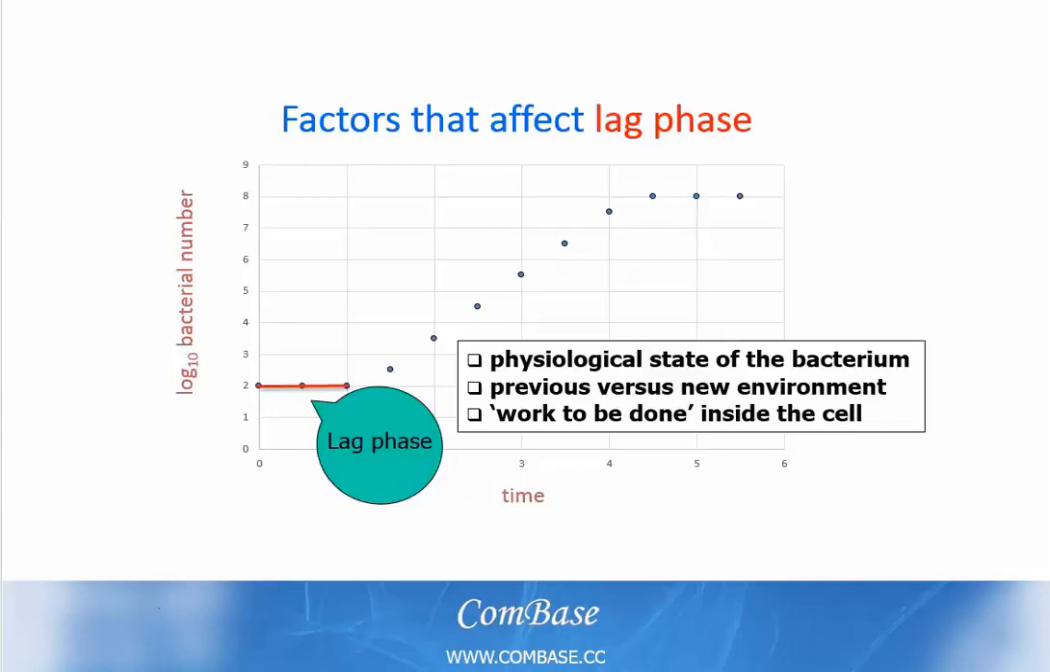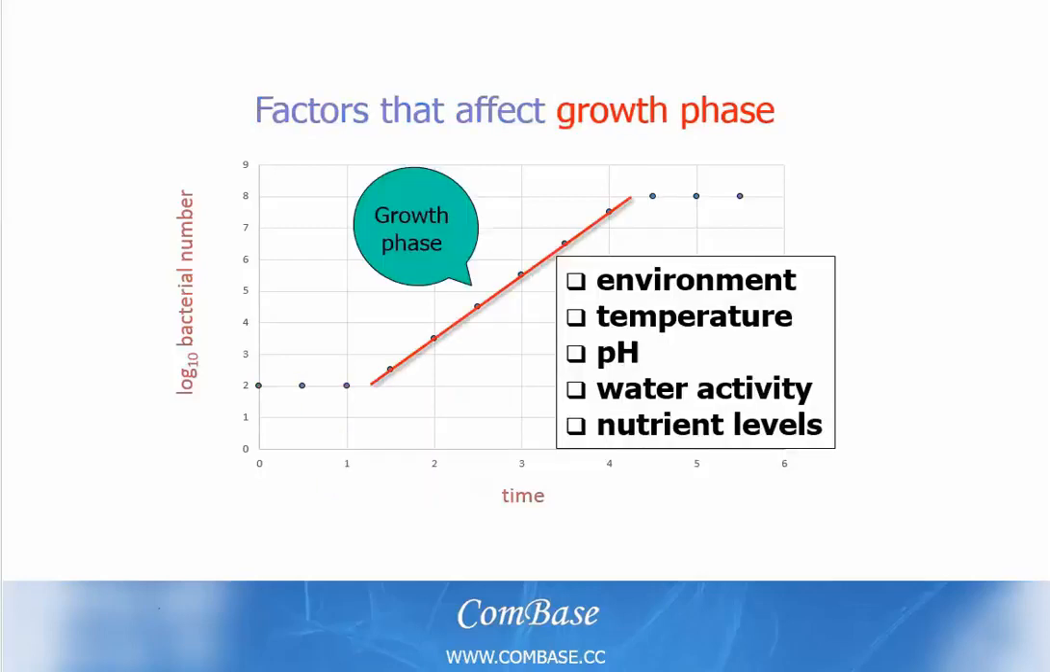The factors that influence the lag phase include the physiological state of bacteria. For example, the previous environment may have had a lower water activity before the cells entered a new environment that has a higher water activity. The time that is required for the cells to begin replicating is a reflection of the work to be done. And by this we mean this is the work that must go on inside of the cells, such as metabolic changes and genetic expressions, when they move from one environment to the other.